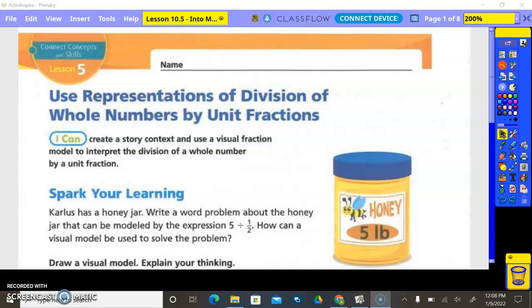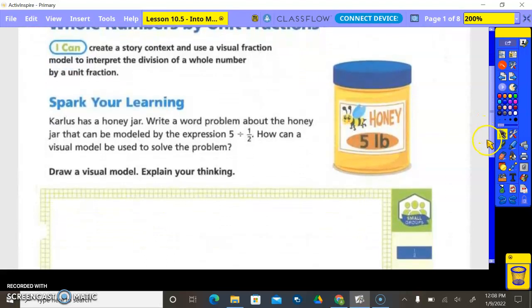Fifth grade math lesson 10.5. Use representations of divisions of whole numbers by unit fractions. I can create a story context and use a visual fraction model to interpret the division of a whole number by a unit fraction. Spark your learning.